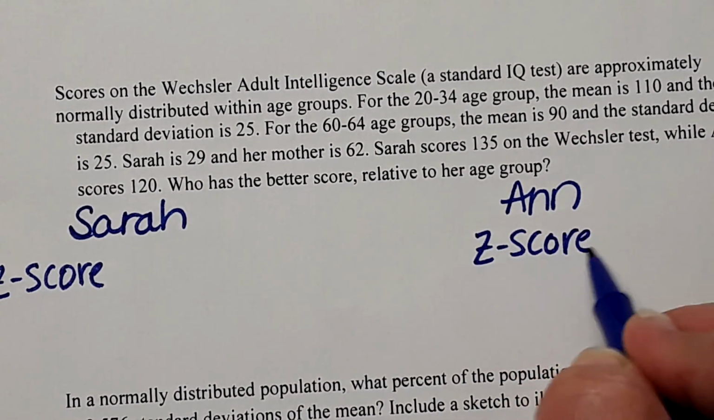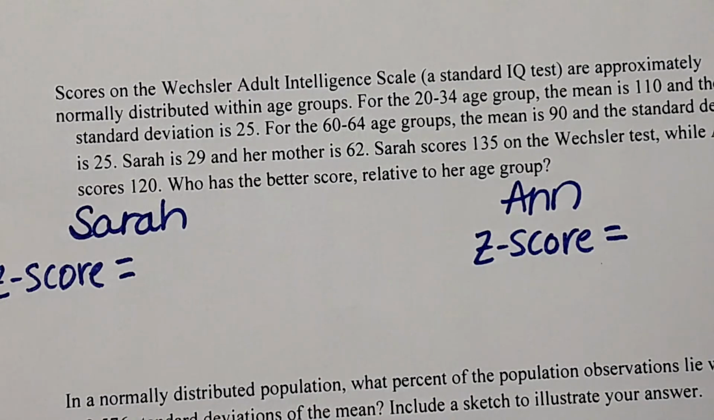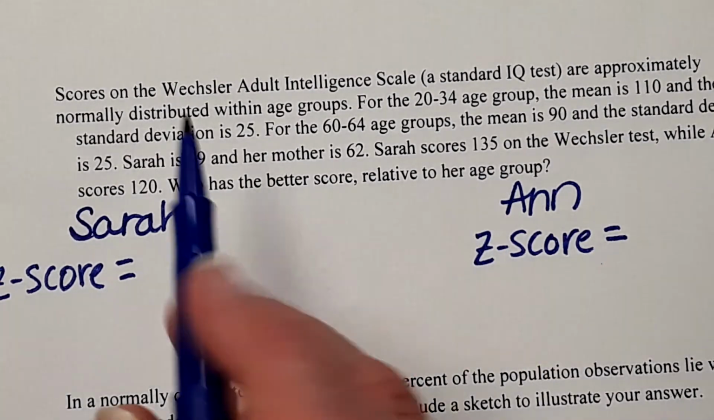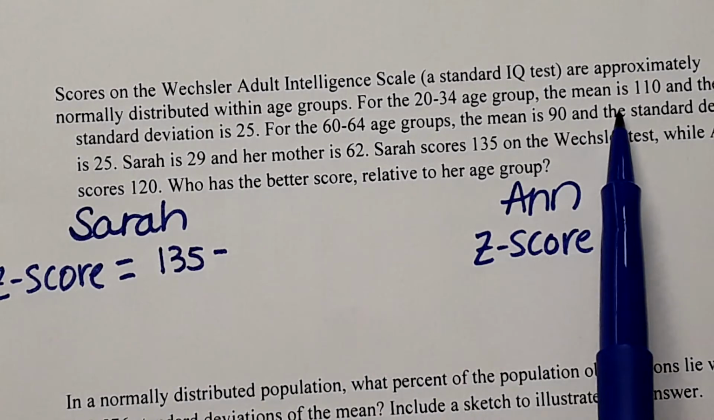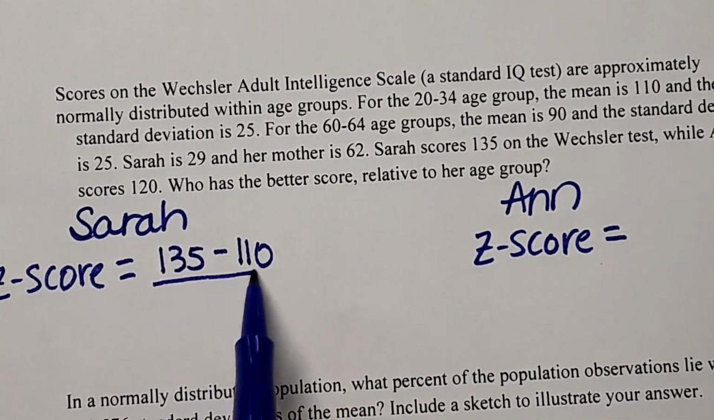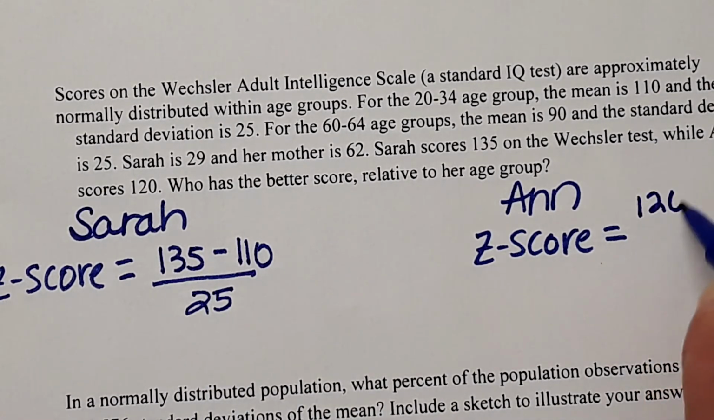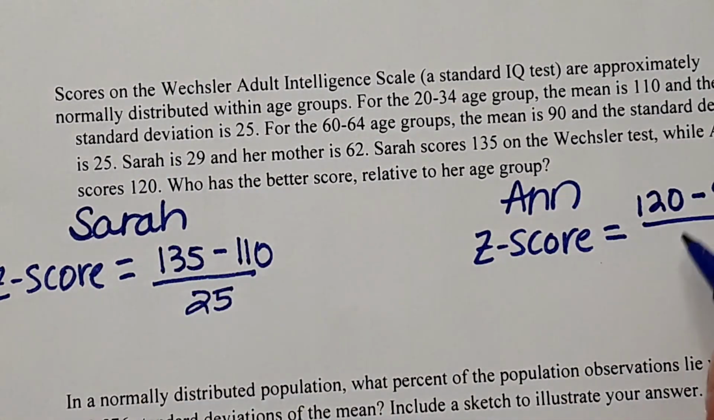I love a picture. I think a picture is really important because a picture is worth 1,000 words. So Sarah is 29 and she scored 135. On her test, the mean is 110 and the standard deviation was 25. Ann is 62 and she scored 120 on her test. The mean was 90 and her standard deviation was 25.